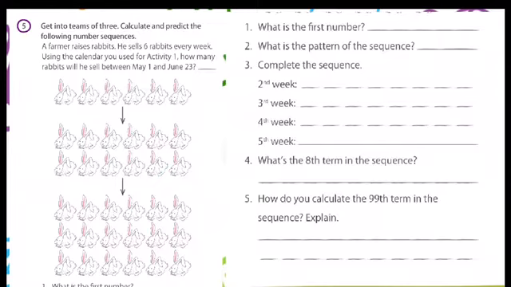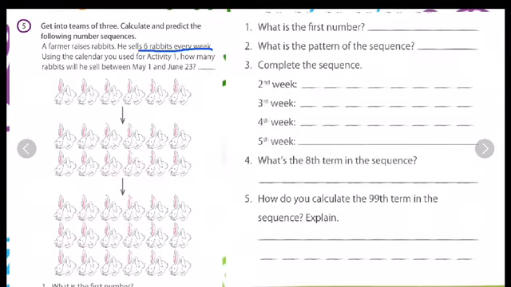Okay, guys, well, I hope you had enough time to do this exercise. And well, now let's check together our answers. If you have something similar, then great job. Let's reread one more time the indication. It says a farmer raises rabbits. He sells 6 rabbits every week. Let's underline that part. He sells 6 rabbits every week. Using the calendar you use for activity 1, how many rabbits will he sell between May 1 and June 23?